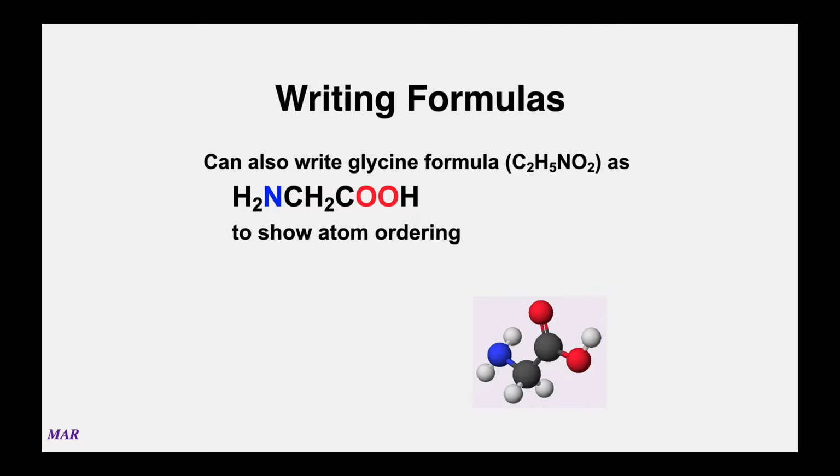So scientists will sometimes, instead of writing C2H5NO2, write it H2N CH2 COOH. And you can see they're trying to follow the pattern on the molecule. So this part right here is the NH2, which is first. This is the CH2. Then there's a COOH. So that's another way that sometimes people represent these.